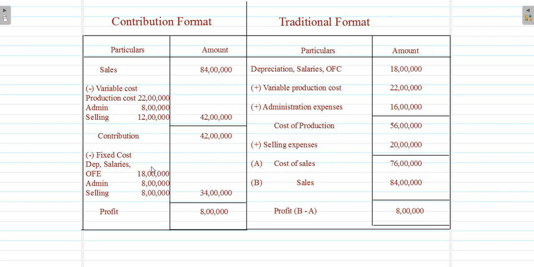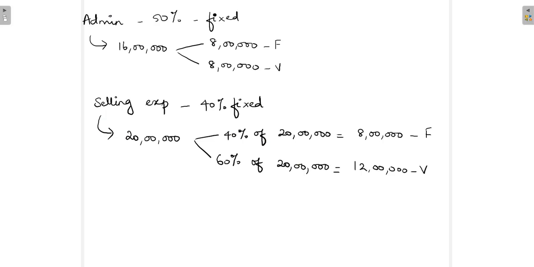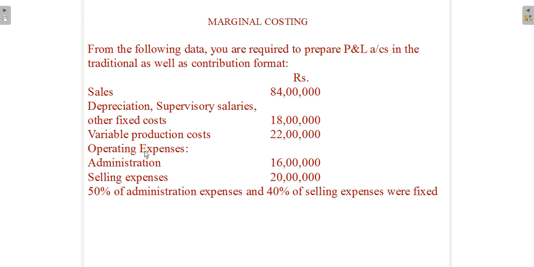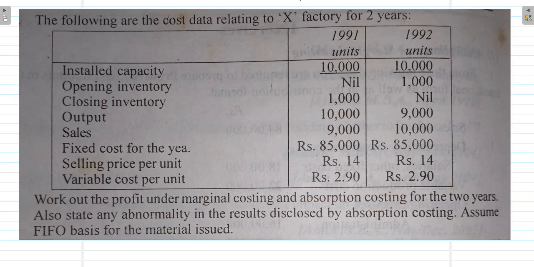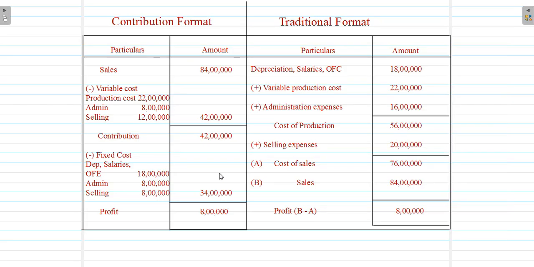And fixed cost again: depreciation, supervisory salaries and other fixed costs amounting to 18 lakhs, 50% of administrative expenses and 40% of selling expenses is fixed. So you add it together and you deduct it from the contribution, you get your profit.